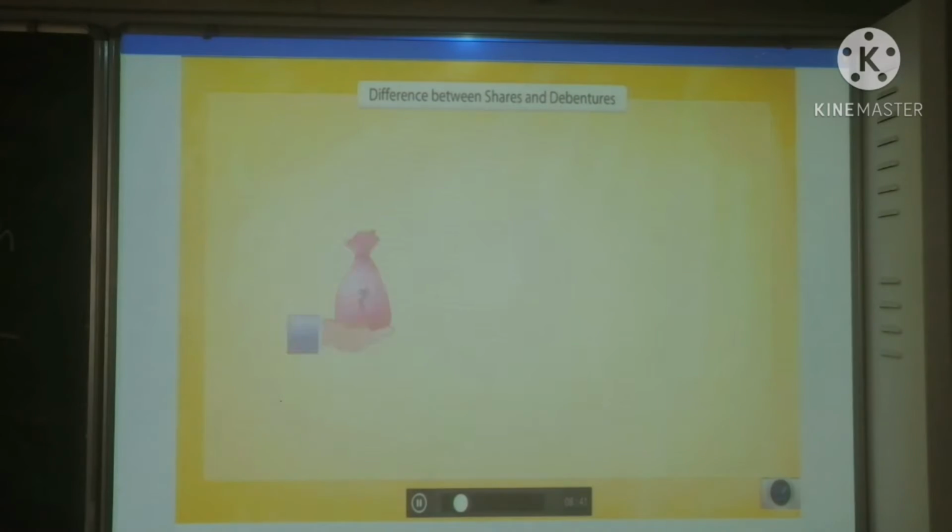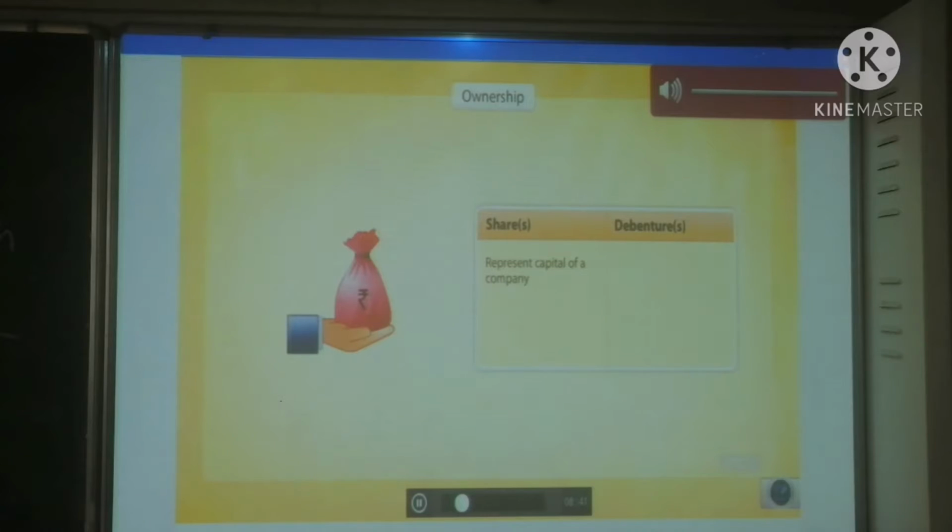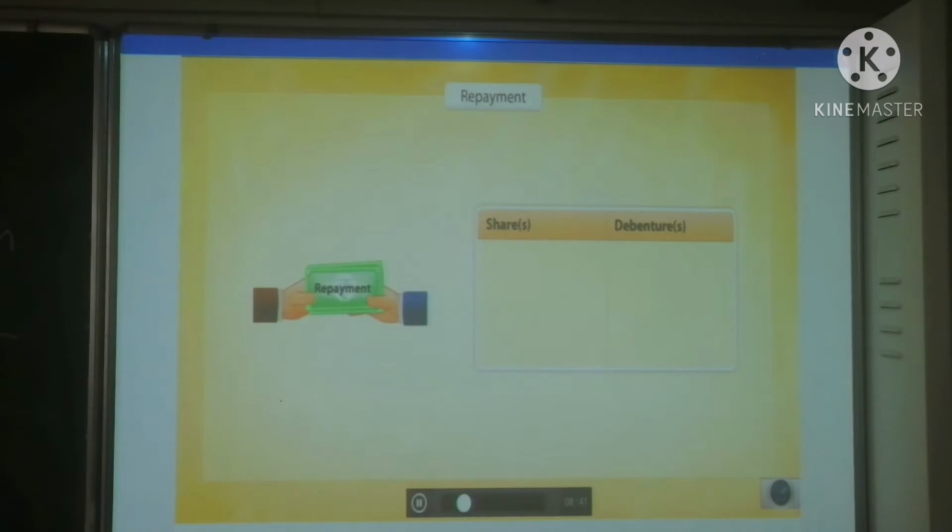Shares and debentures differ in some ways. Let us look at these differences. Shares represent owned capital, whereas debentures represent debt of a company. Shares are not returned during the lifetime of the company, whereas debentures are issued for a specific period.